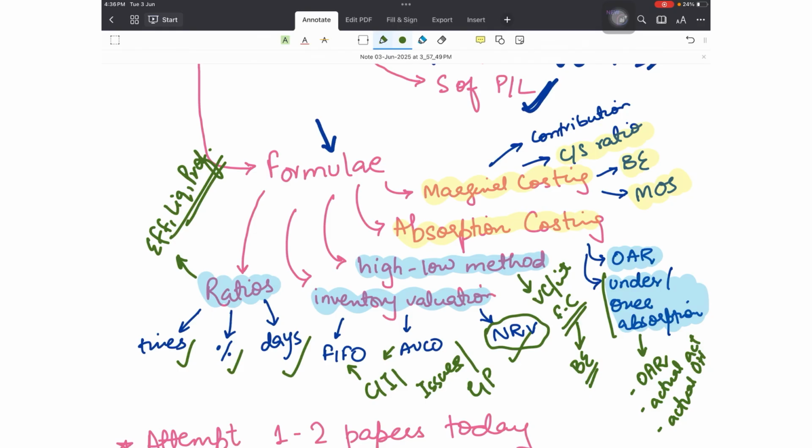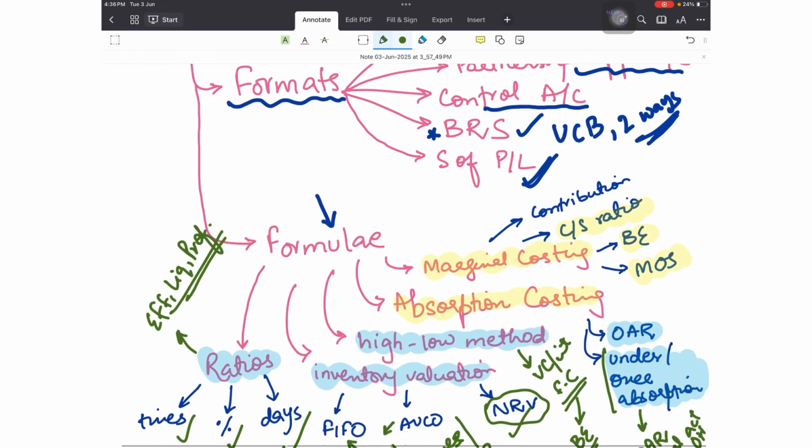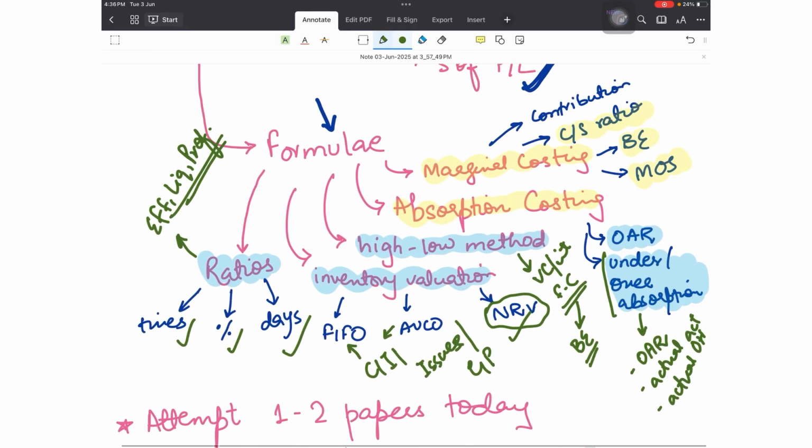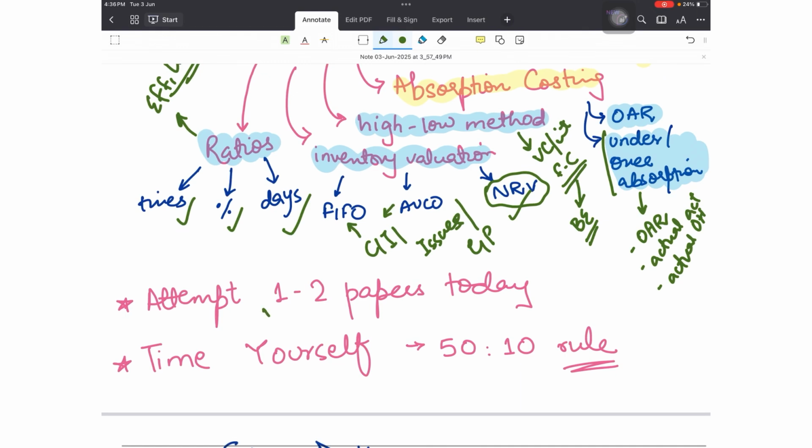Not just the ratios, make sure that when you are revising your notes, you have written the reasons for increase or decrease in ratios, or how it can be improved, or how it can be made worse. So go through that as well. Then lastly, after all the revision, or you can just do a mix of everything, first you revise half of the syllabus, then you can attempt 1 or 2 papers as well.